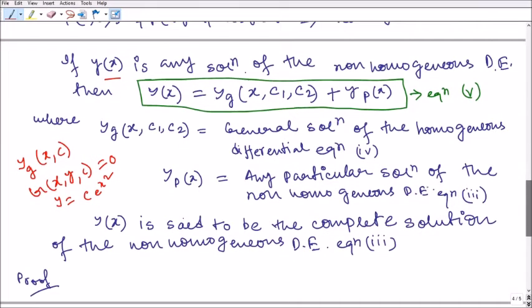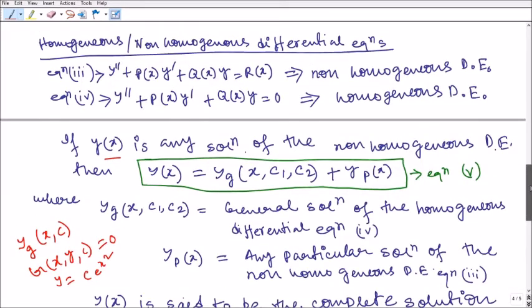Sometimes this solution y of x is said to be a complete solution of the non-homogeneous differential equation 3, complete solution, which is yg plus yp.